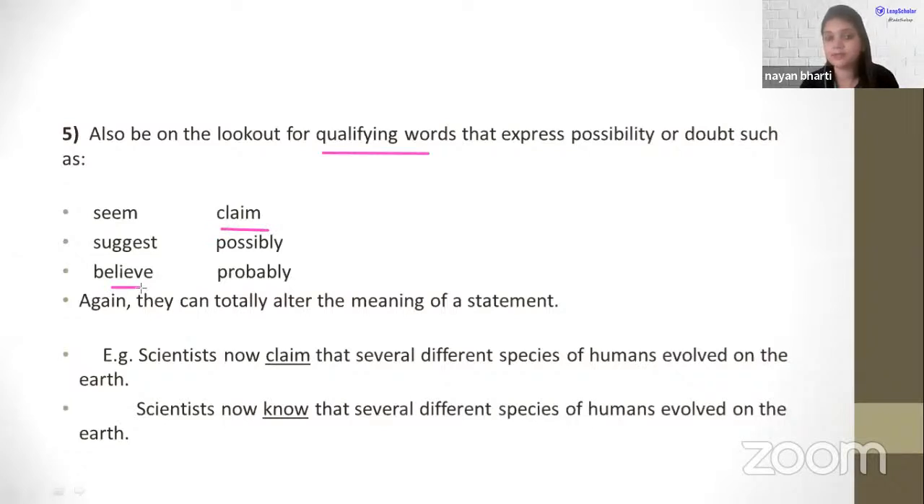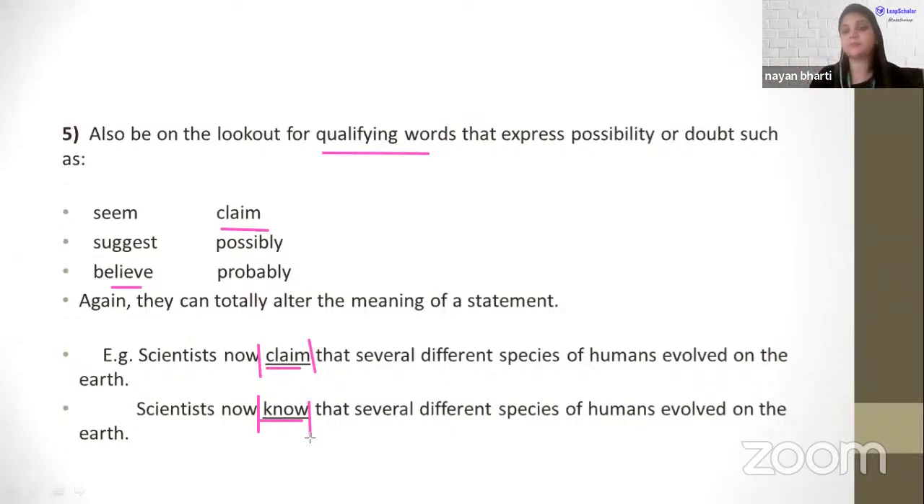What do you think? Or let me take an example. Scientists now claim that several different species of human evolved on Earth. Scientists now know. So is the meaning of both the sentences similar or different? What do you guys think? It's similar or different? If I say scientists now claim that several, scientists now know, it's different.